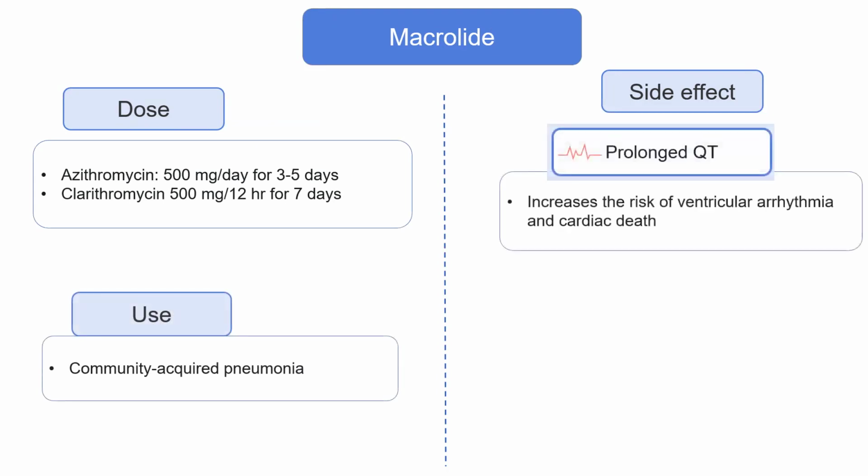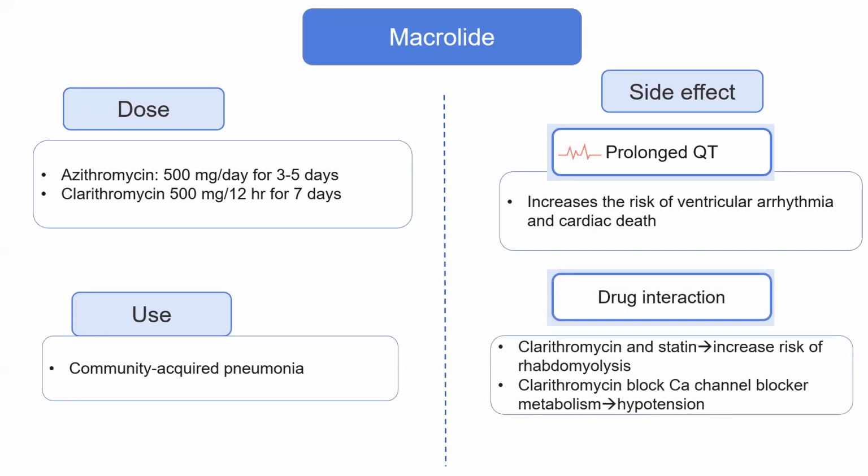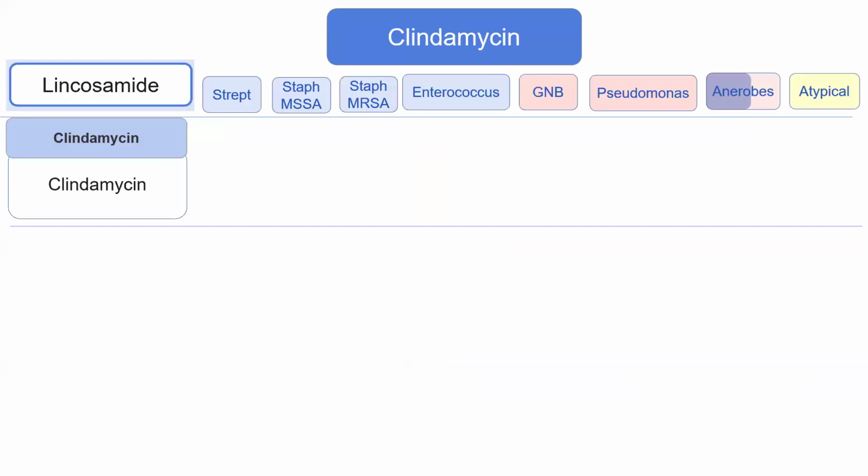The main side effect is prolonged QT interval, and this may increase the risk of ventricular arrhythmia and cardiac death. The main drug interaction with clarithromycin is with statins, increasing the risk of rhabdomyolysis, and also with calcium channel blockers, increasing the risk of hypotension.